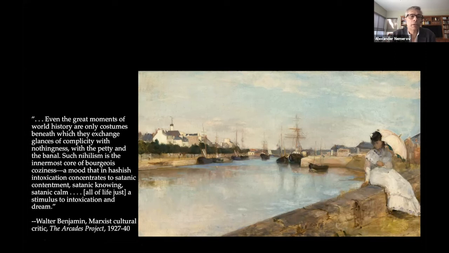Walter Benjamin says it this way, accounting for bourgeois dreaminess: even the great moments of world history are only costumes beneath which they exchange glances of complicity with nothingness, the petty and the banal. Such nihilism is the innermost core of bourgeois coziness, a mood that in hashish intoxication concentrates to satanic contentment, satanic knowing, satanic calm, all of life just a stimulus to intoxication and dream. So you might say the real social and political connotations of these ships become just a stimulus to intoxication and dream.